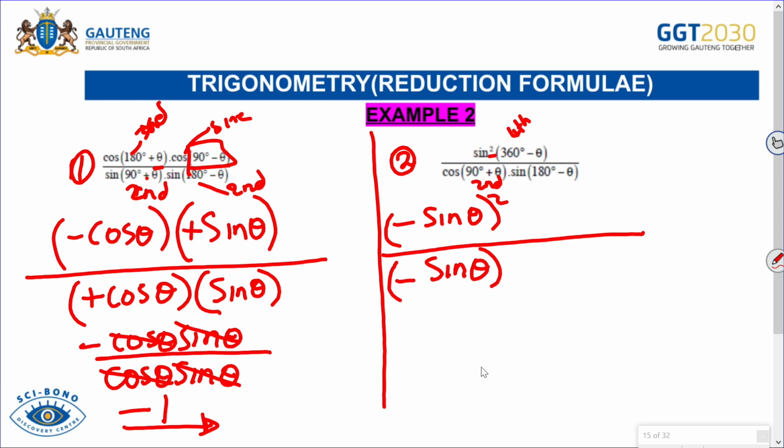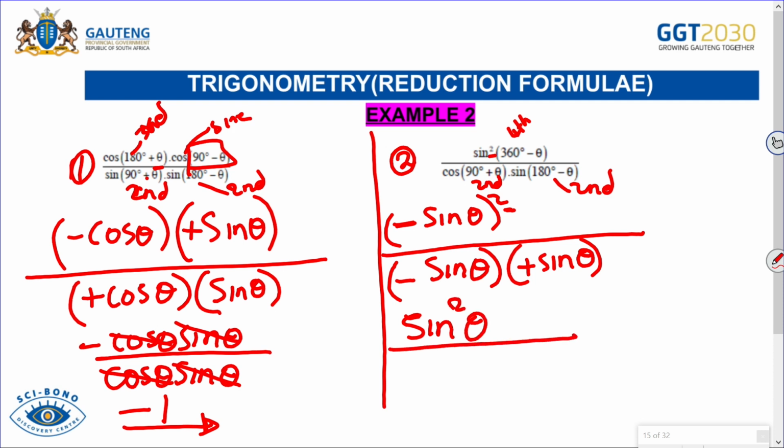You've got 180 degrees minus theta. 180 minus theta is going to be in the second quadrant, and in the second quadrant, sine is going to be positive. So it means you'll have positive sine theta. Okay? And then from here, the negative is affected by that square. Then your answer will be positive sine squared theta, all over negative sine theta times sine theta, which gives negative sine squared theta, right? And then sine squared theta over sine squared theta, your answer is going to be negative 1.